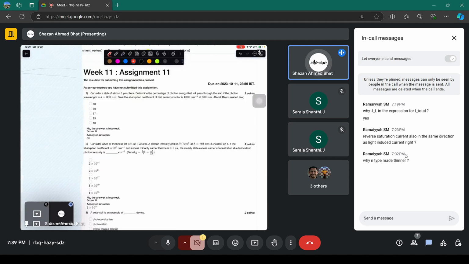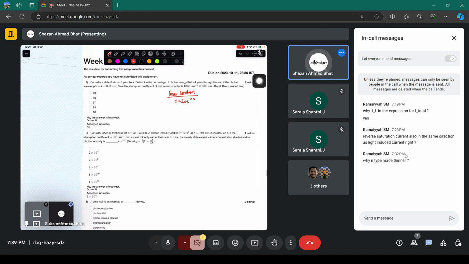So this is about the Beer-Lambert's law, which we talked about, that the intensity drops as an exponential in the particular direction or into the particular thickness of that material. So what you have to do is consider a silicon slab of 5 micrometer thickness, and determine the percentage of photon energy that will pass through the slab if a photon wavelength of 800 nanometer is used. You have to take the absorption coefficient at 800 nanometer wavelength. They have also given a hint that you have to use the Beer-Lambert's law.